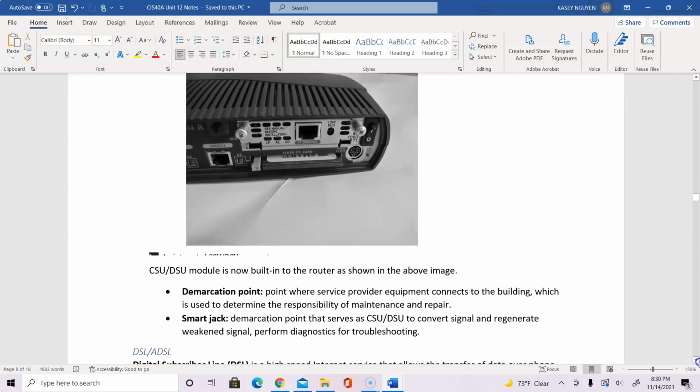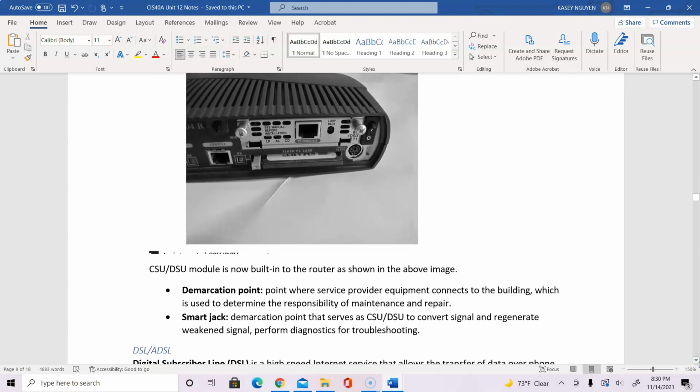And on the router, the serial port would look like the image shown on page 8. Now, there are two things that you need to know for the Network Plus and for the final exam. One is the demarcation point, which is a point where the service provider equipment connects to the building, which is used to determine the responsibility for the maintenance and the repair of the service provider.